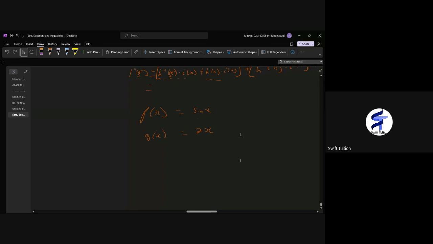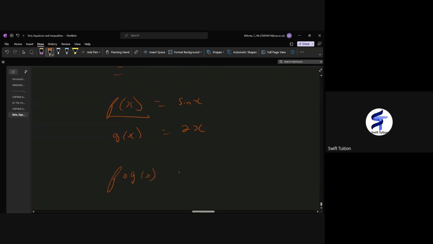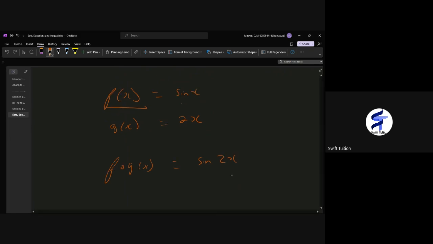of derivatives, right? What do I mean by that? This is sine of x, f of x, right? g of x is equal to 2x. I put g of x inside of sine of x, I get sine of 2x, right? And then I can find my derivative for this particular function, sine of 2x. What is the derivative of this particular function?